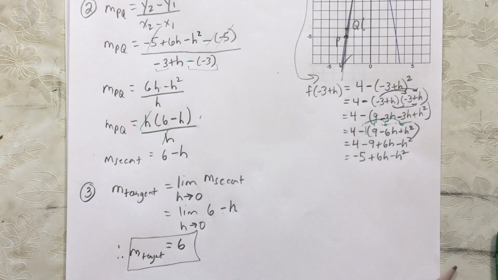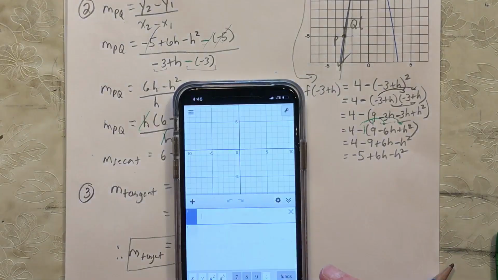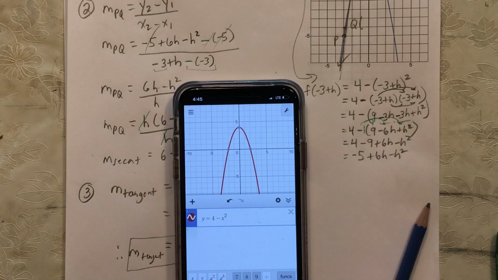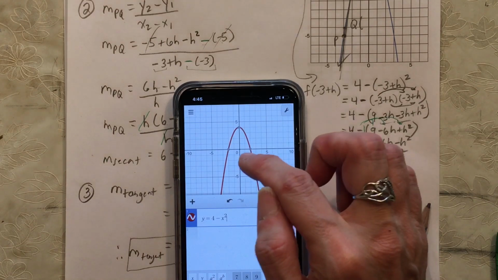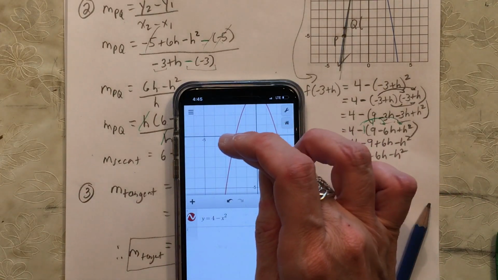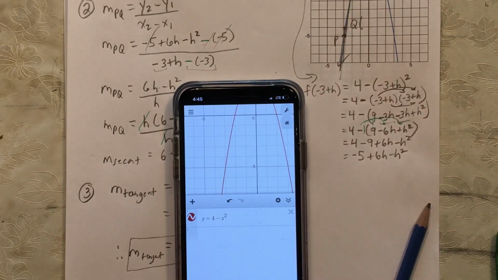If you have Desmos, for instance, and you were trying a question from the textbook, you could type in y equals 4 minus x squared if it didn't give you a graph. And then we could see the point -3, -5 right down there. And imagine a tangent being drawn in would have a positive, fairly steep slope.